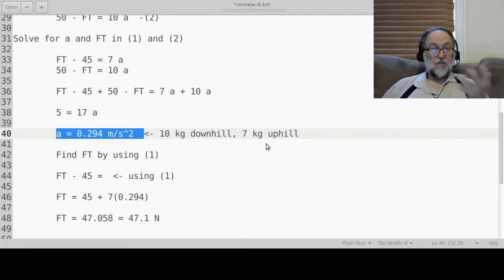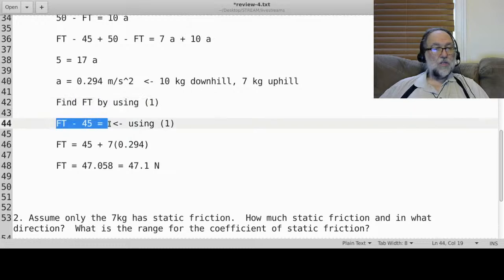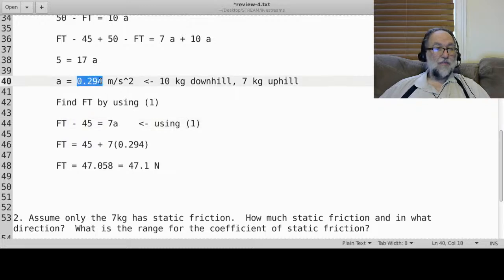You say, how do I solve now for Ft? You could pick either one of those two equations and substitute a in for that, and you'll get Ft. I said just find Ft using equation number 1. Here's equation number 1 rewritten. I lost the 7a there. So there's equation number 1. Ft minus 45 is 7a. I just copied from above. And now you see we know a. A is this value right here.